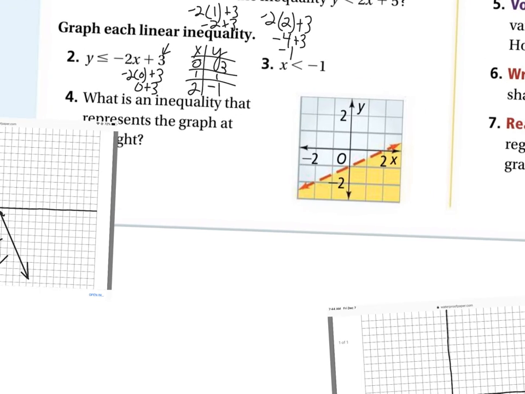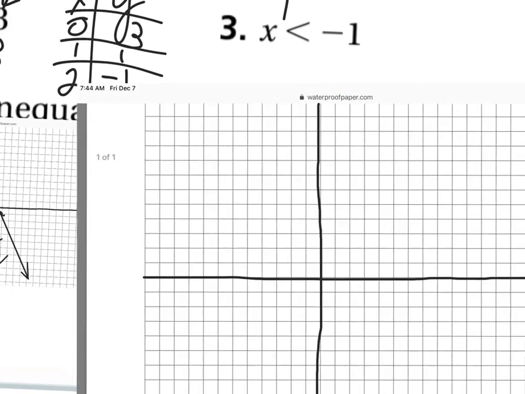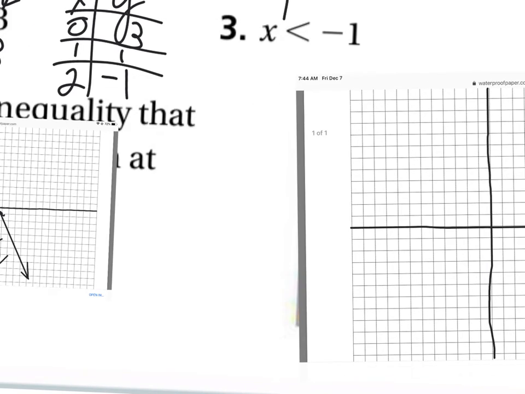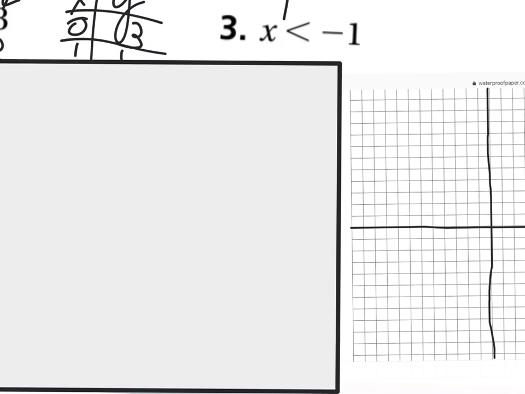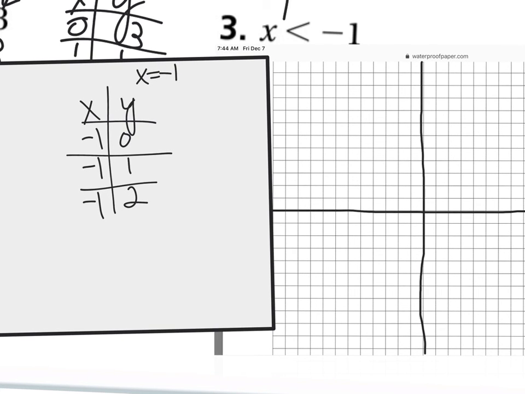Number 3, they want us to graph this, and this is one that just has the one variable in it. So x is less than -1. So if we make a table here, think of x equals -1. If x equals -1, x is always going to be -1. And you can put in whatever values you want for y. So these would be some points that would be on that line. -1, 0, -1, 1, -1, 2.